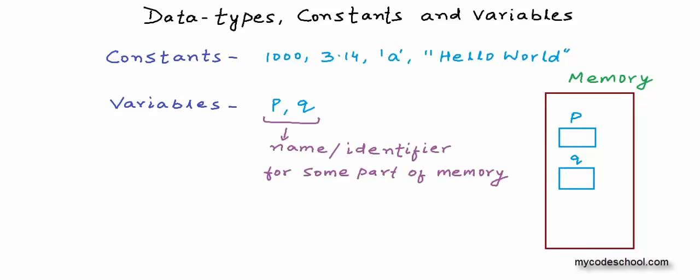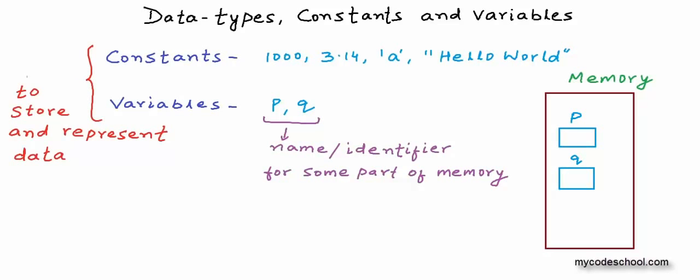In programming, quite often we use this term identifier for name. That's why I'm saying identifier a lot of times. Once again, to create and work with variables, we have to follow the rules of the language. Constants and variables in a program are means to store and represent data.